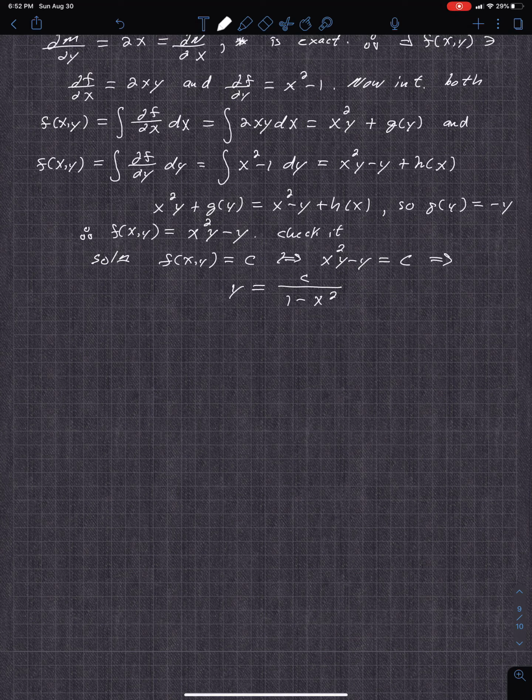Factor out the y and divide, and there you go. So if it asks for explicit, then you want this form. If it just asks for a general solution, then you can write the other form. That's fine. So either one of those will work. So this is general. This is explicit.